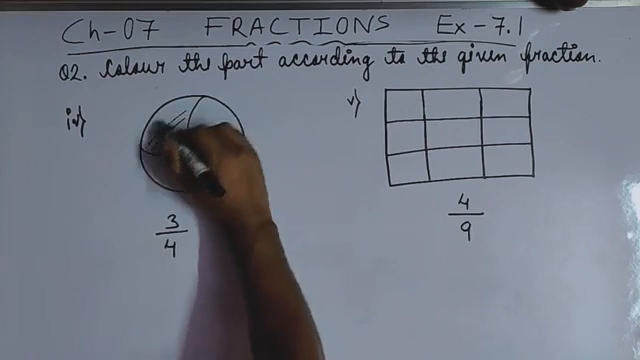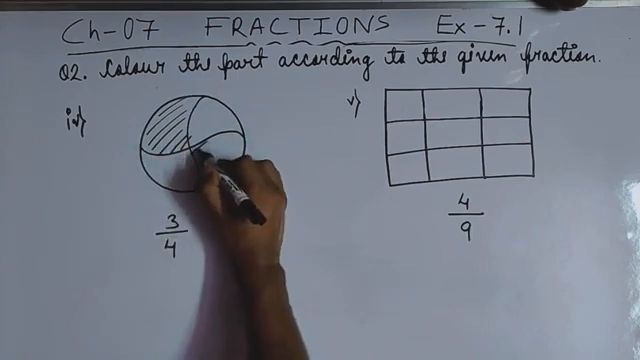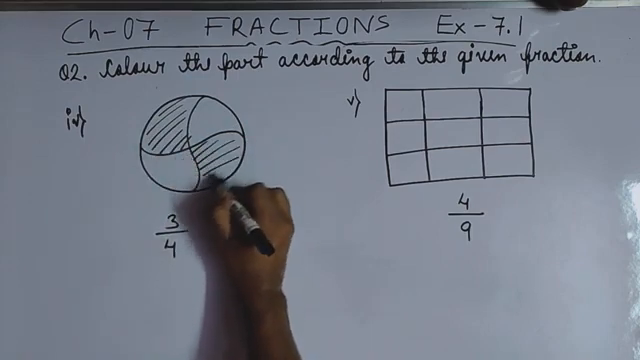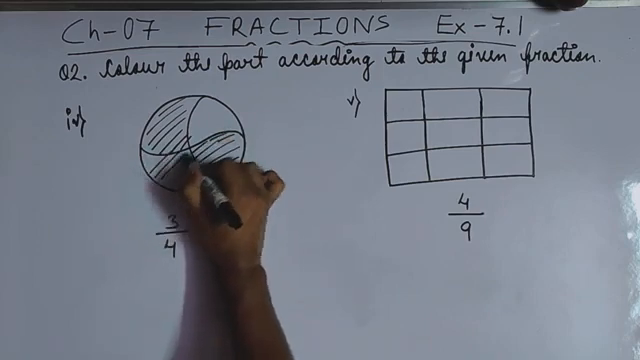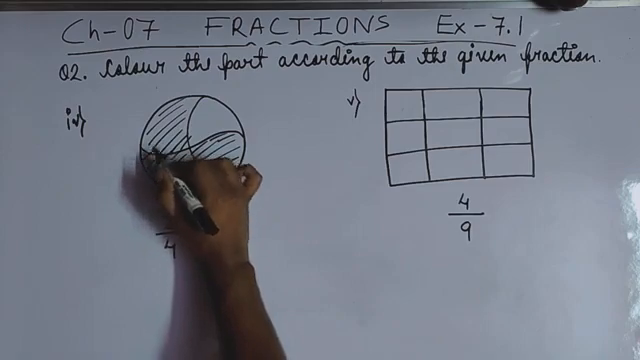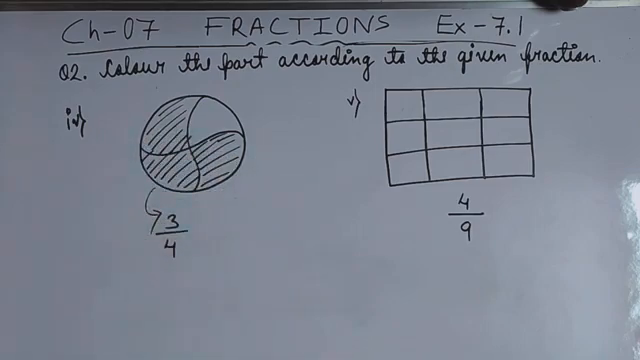I am shading it. Okay, so this one part has been done. Then this second one, 2 parts have been done. Now the third one, I am coloring this one. So the colored region is representing how much? 3/4. So I hope you understood how to color.